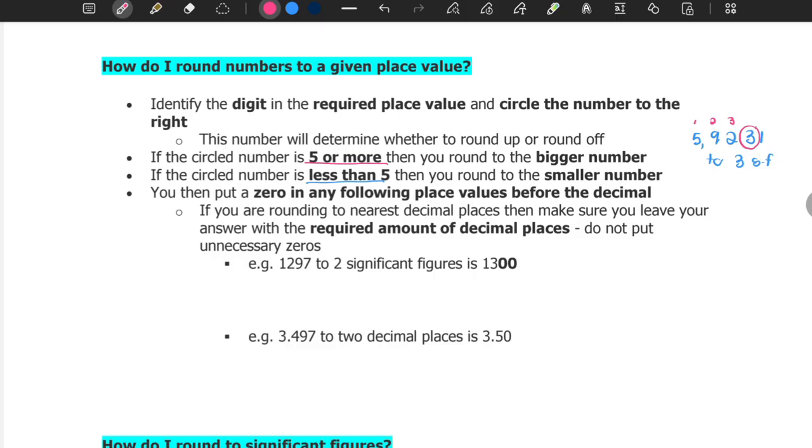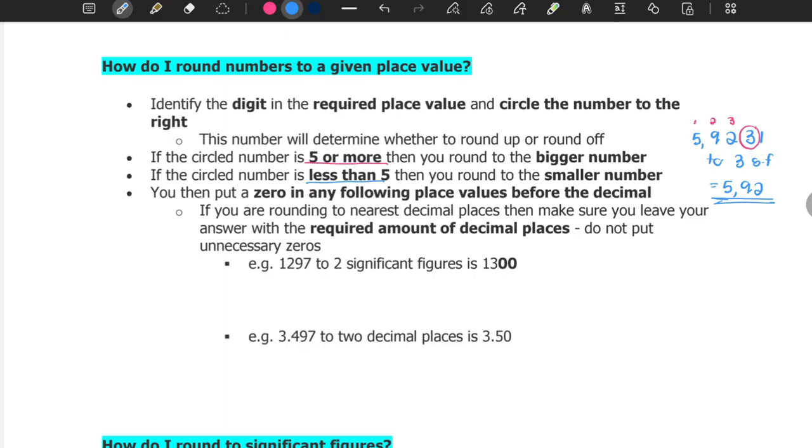And now we have to look at, is 3 greater than or less than 5? It is less than 5, so we round down. So 5.9231 to three significant figures will then equate to 5.92. That is the answer. So that's how you go about it.